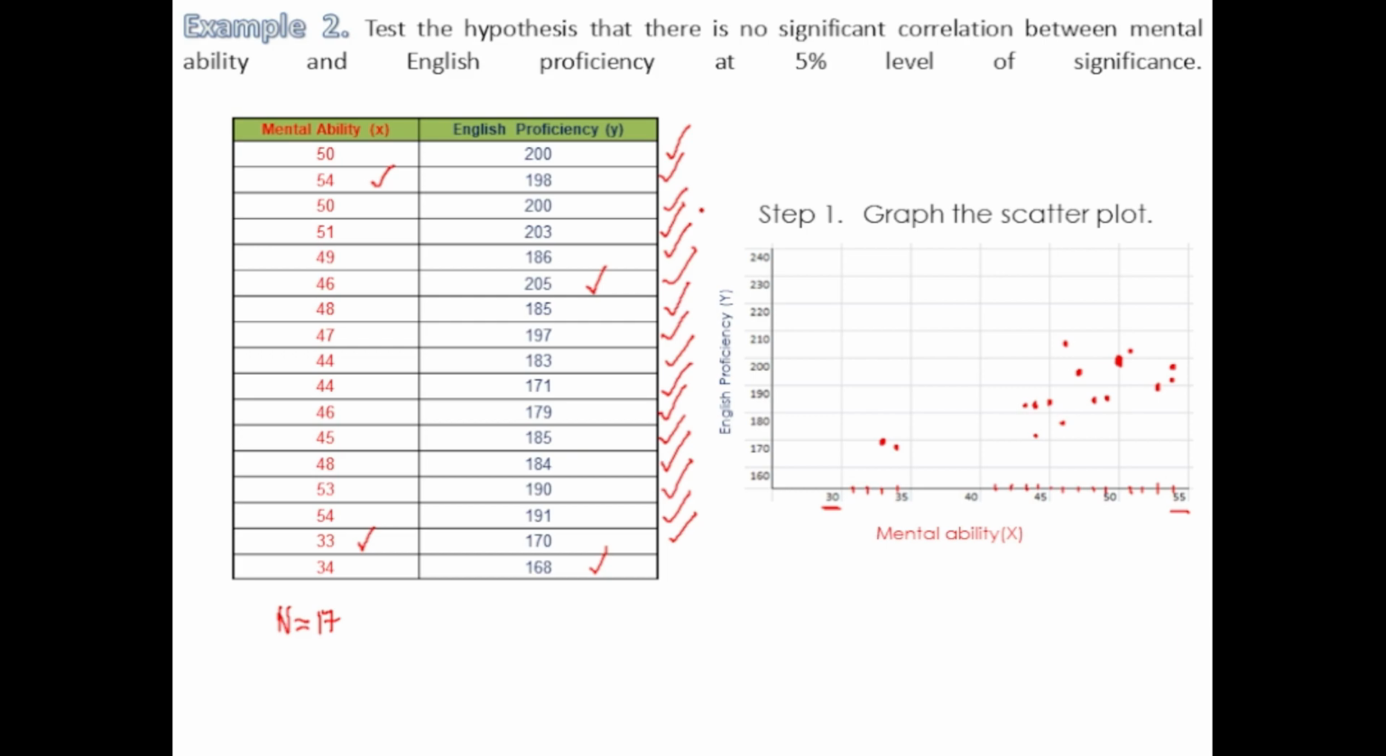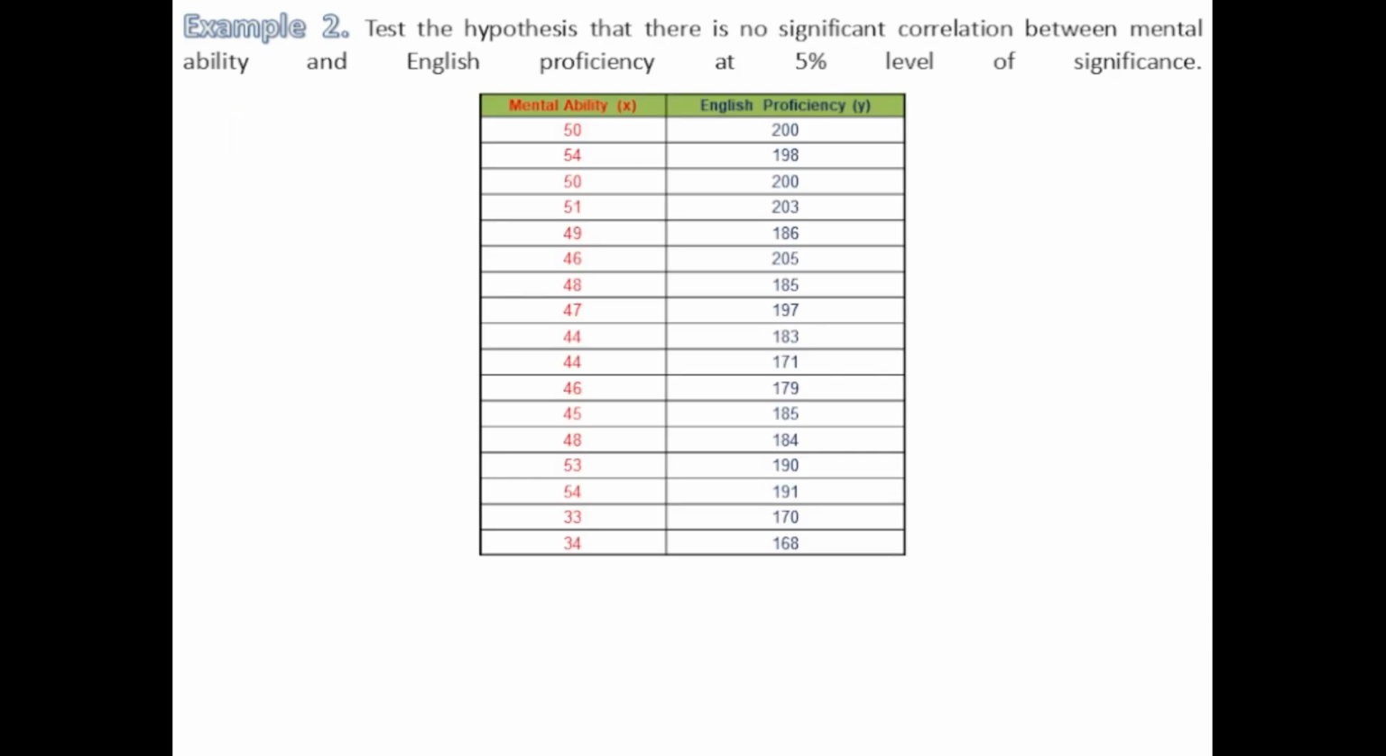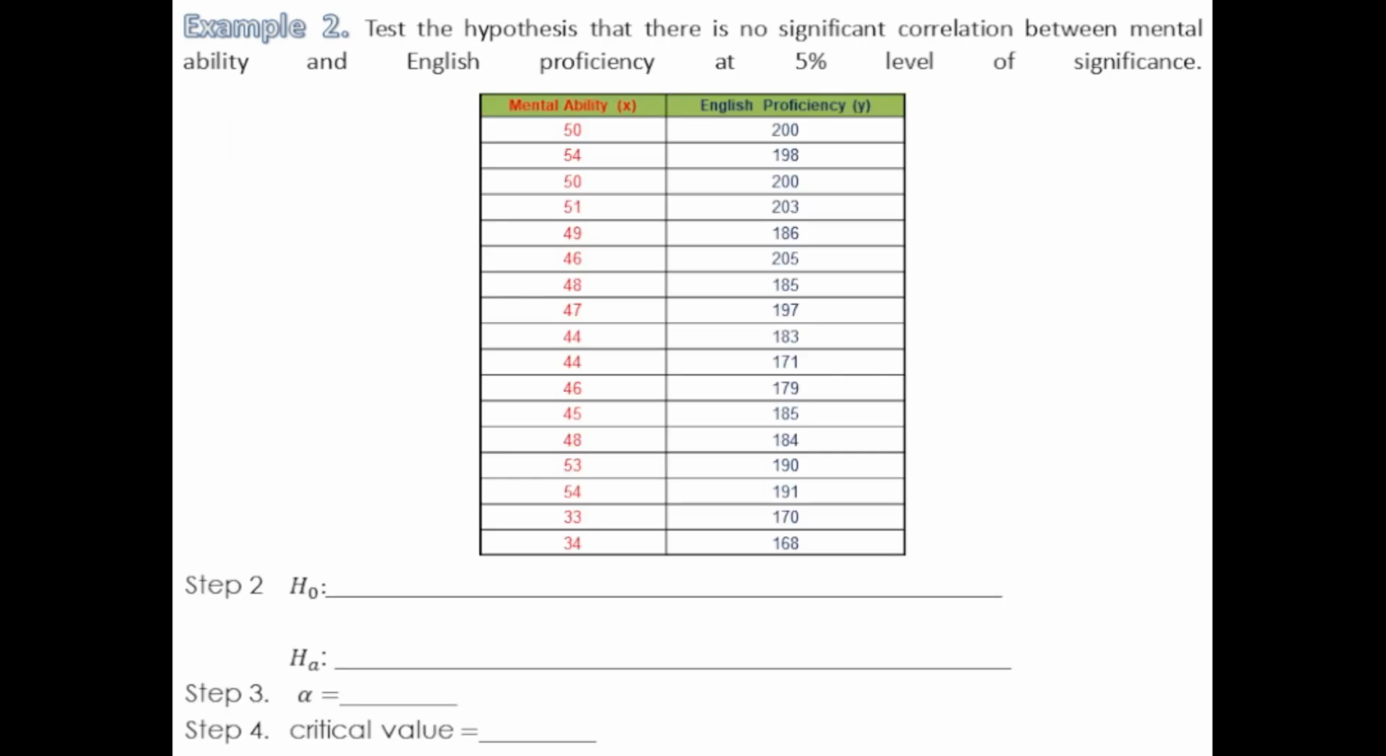Next, let's move on to our second step. State the null hypothesis and alternative hypothesis. Symbol na lang gagamitin natin ha. So dito, of course, R is there's no significant correlation. Dito naman, there is correlation. Okay?